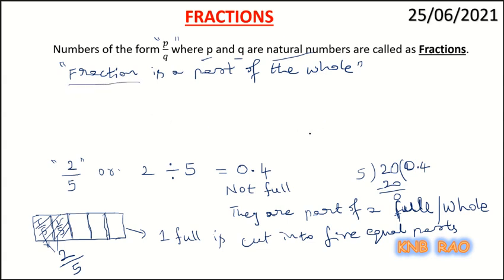So can it be full? Yes, it can be full also. If I consider all 5 pieces, 5 out of 5, which means one full, that can even be a fraction. So we improvised in some of our lower classes such as 6th or 7th: fraction is a part of the whole or the whole. But when we come into higher classes, we define fraction with the above sentence, that is a number of the form p by q, where p and q are natural numbers.